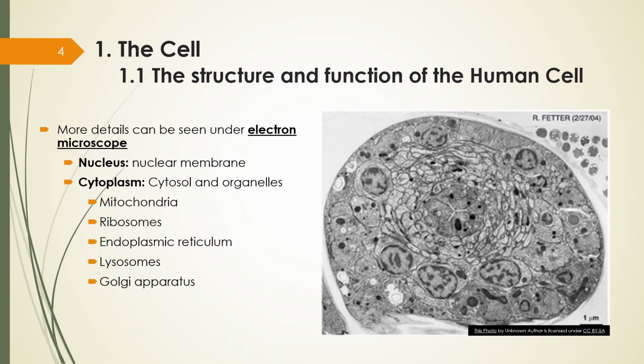So under an electron microscope, we can see the cell in more detail. We cannot just see the nucleus, membrane, and cytoplasm, but also the organelles. So here we can see more detail of the cell. The cell is not just a liquid inside, but it's very complex with all the organelles. The cytosol is the liquid, and the organelles make up the cytoplasm. So we're going to talk about the 5 main organelles, and we're going to discuss their function.